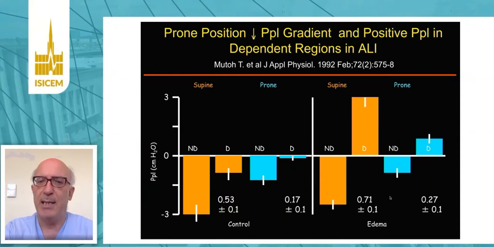And this is even more evident in patients or animals with edema or RDS, when the gradient from non-dependent to the dependent part is much higher, with -3 cm water in the non-dependent lung region and +3 cm water in the dependent lung regions in supine position, while there is a more homogeneous distribution of pleural pressure in prone.